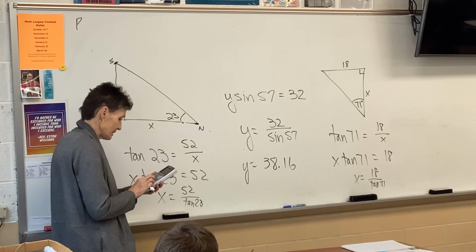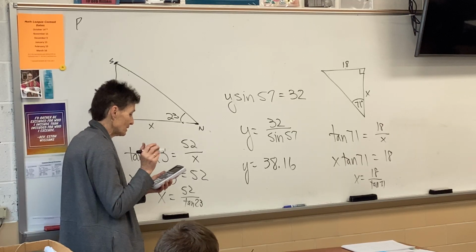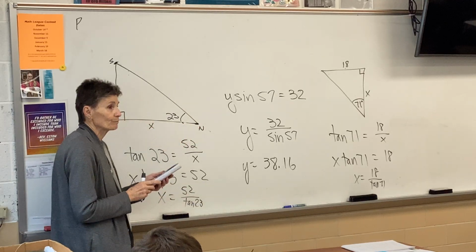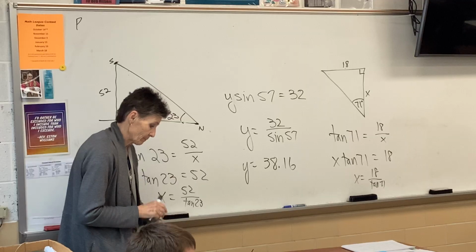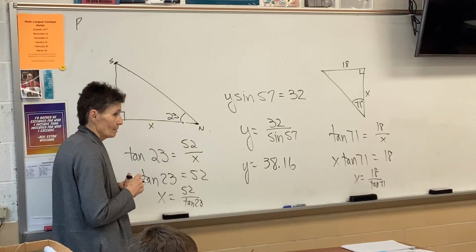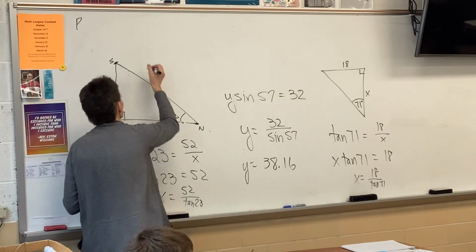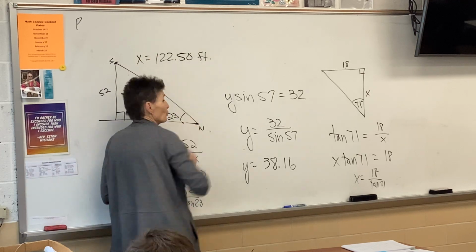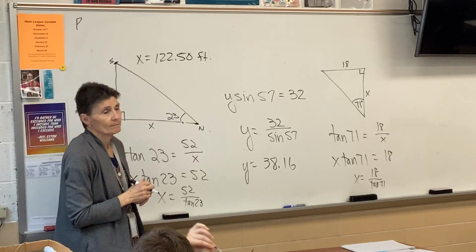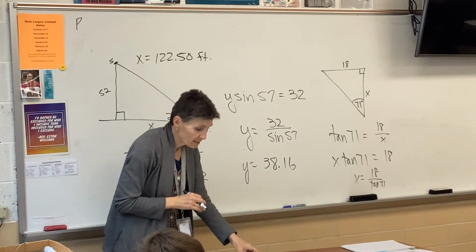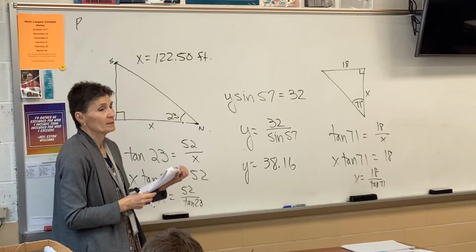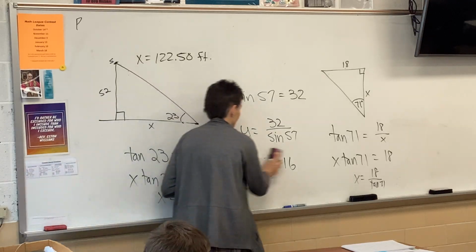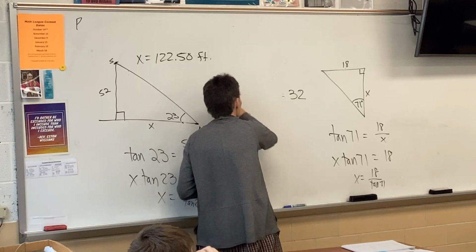52 divided by tan 23. Did you get 122.50? You put negative 52. 122.50. Remember that your word problems will need a unit. And since the tree is 52 feet tall, it will be feet. How do you feel about that, okay? All right, next.